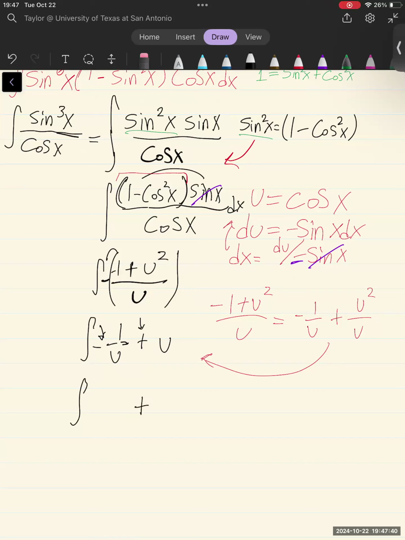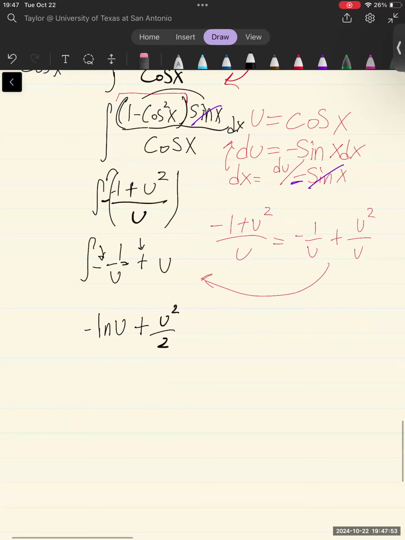What is the integral of negative 1 over u? That's negative ln u, right? Nice. And then my u in this case was cosine, so then I have negative ln cosine x plus 1/2 cosine squared x plus C.